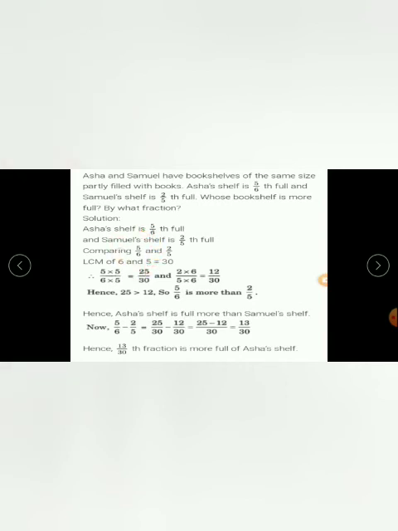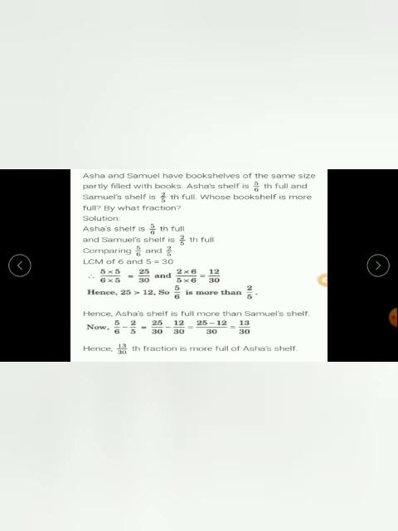Now the first fraction 5 by 6 we are multiplying with 5. Now what? 5 into 5, 25. 6 into 5, 30. The second fraction has denominator 5, so we have to multiply that fraction with 6. That is 2 into 6 by 5 into 6. So what is 2 into 6? 12. 5 into 6 is 30. Now we converted both the fractions into what? Like fractions. What are they? 25 by 30 and 12 by 30.